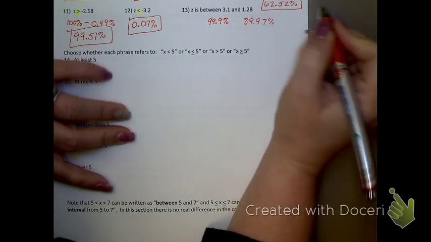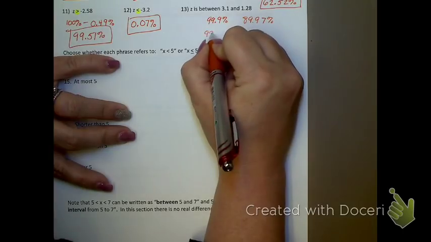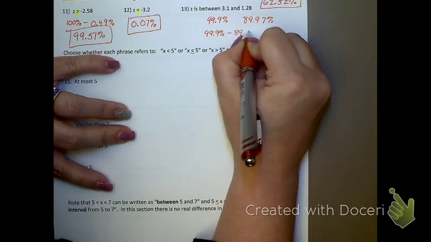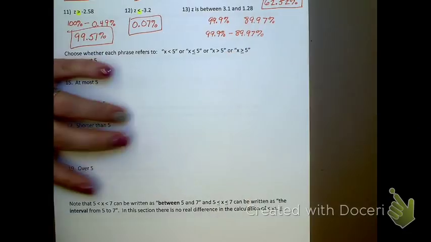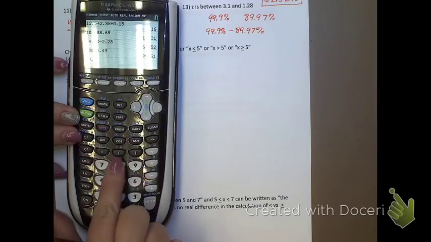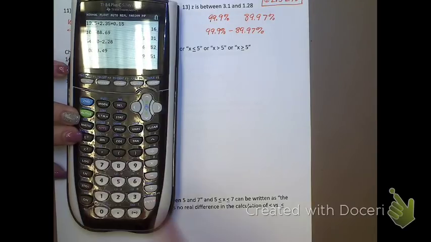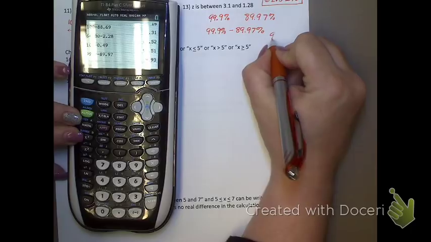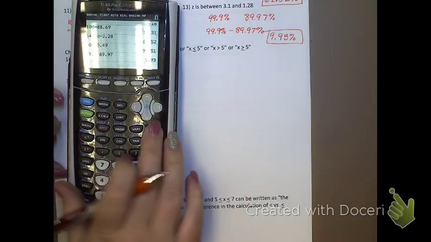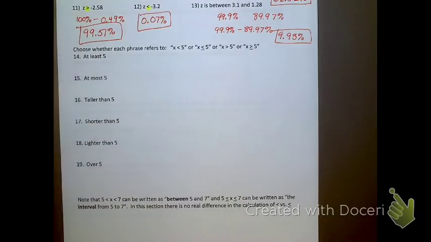89.97%. And if I subtract those, 99.9% minus 89.97%, I get 9.93% for between. Again, between, you find both of them, and then you subtract them.